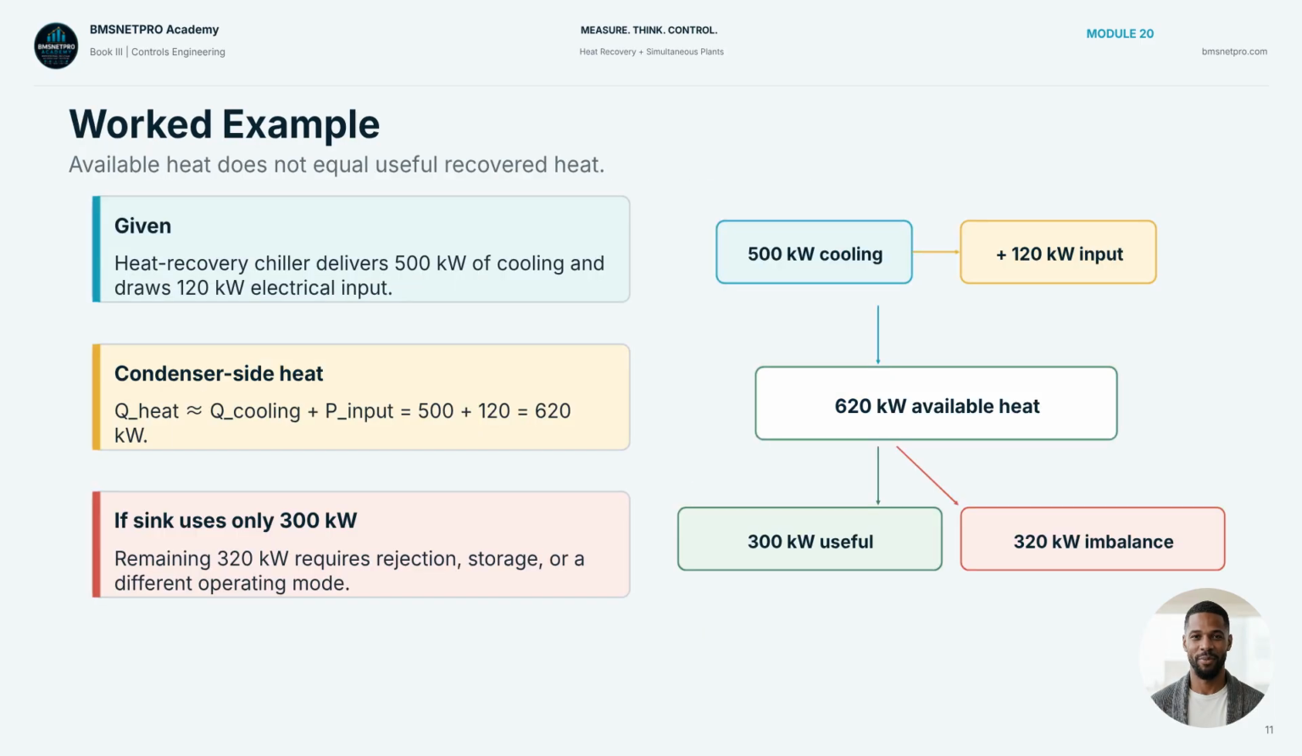Here is the worked example. A heat recovery chiller provides 500 kilowatts of cooling and draws 120 kilowatts of electrical input. Ignoring small losses, condenser side heat is approximately cooling plus electrical input, or 620 kilowatts. If the building can use only 300 kilowatts for heating, the remaining heat requires rejection, storage, or a different mode. Controls should not assume that all available condenser heat is useful recovery.